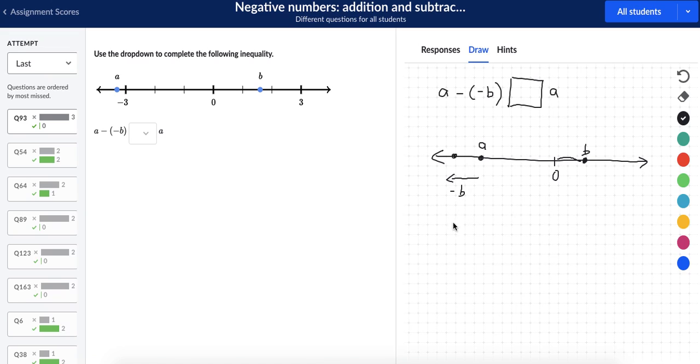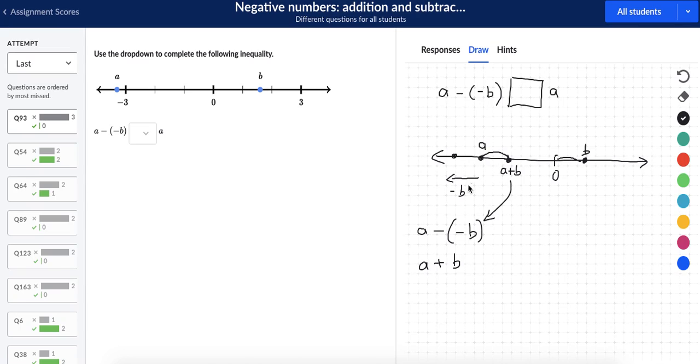So subtracting negative b, if we remember what we were looking at, subtracting a negative is the same as adding the opposite. So a minus negative b is the same as a plus positive b, or a plus b. So we can start at a, and we can look at this value of b, and we can move it in this direction right here. And this gives us a plus b. So that's our estimation right here.